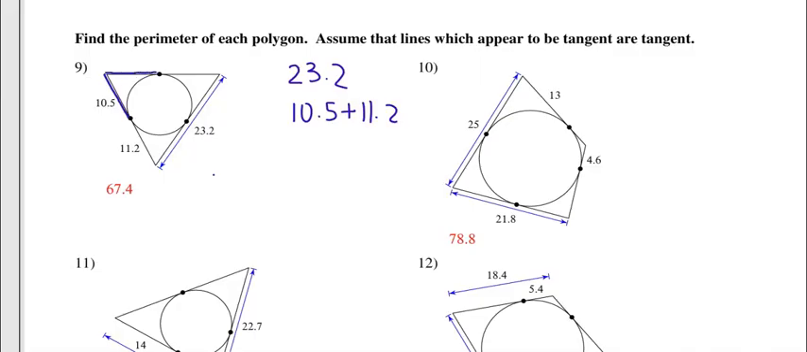By the rule, this segment length is also 10.5. Why? Because this is tangent, this is also tangent. By what rule? Did you remember Thursday's class? We talked about it on the whiteboard.